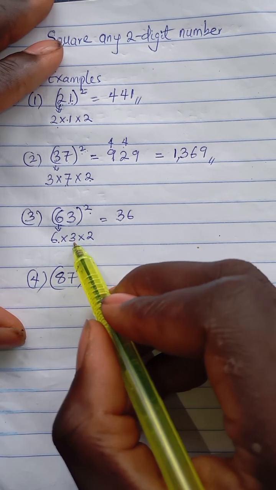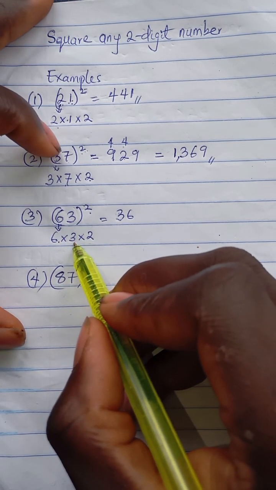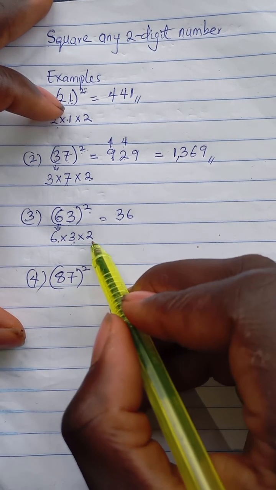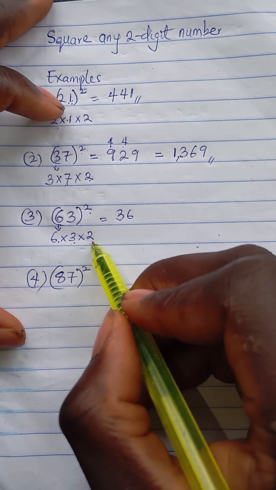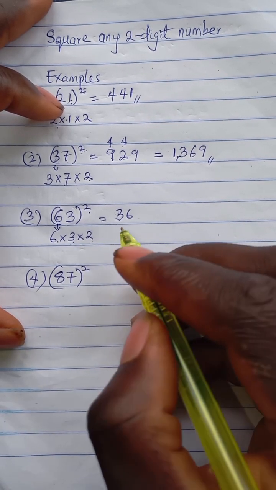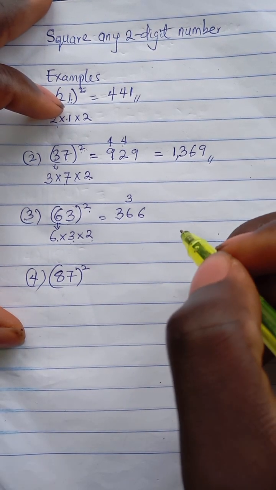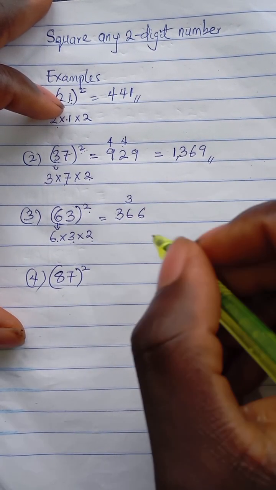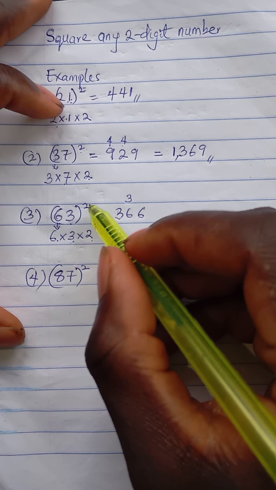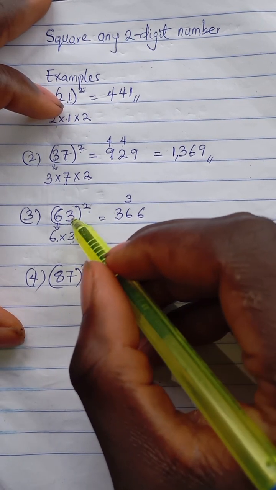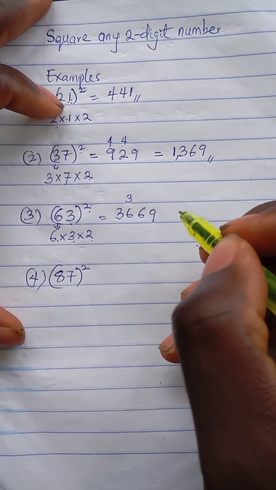So 6 times 3 is what? 18. And 18 times 2 is what? 36. Do you write 36? No. You write 6 and carry over 3. So the last thing to do is you square your 3. 3 times 3, which is 3 squared, is 9.